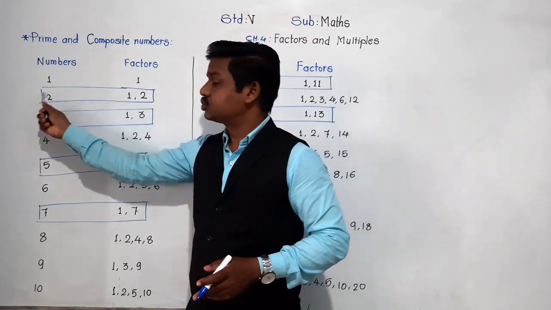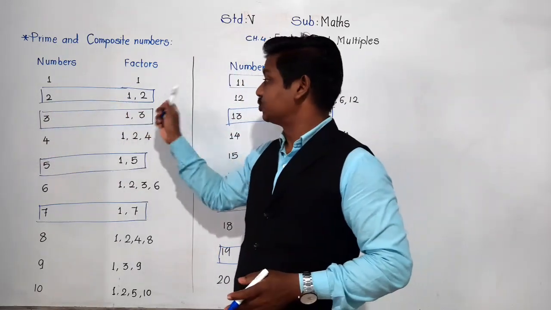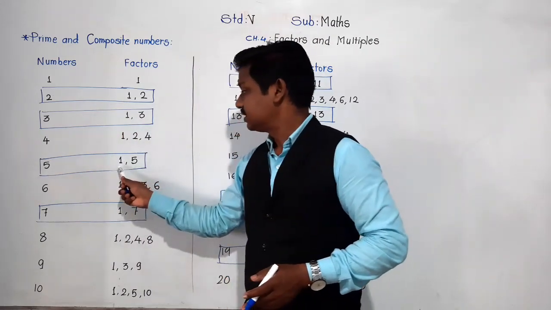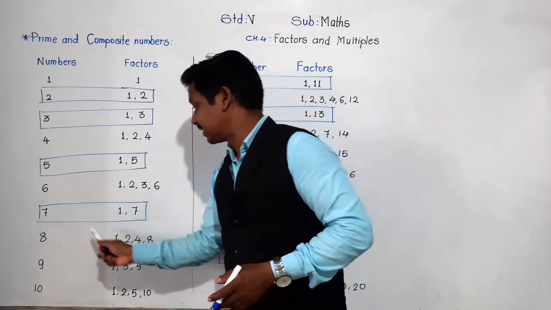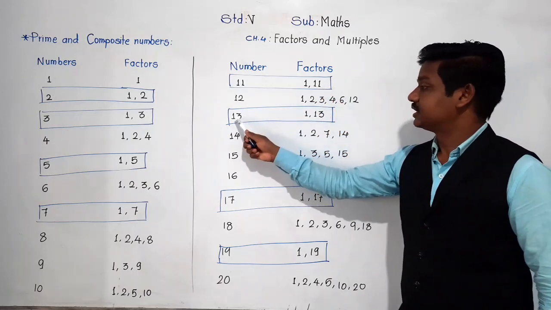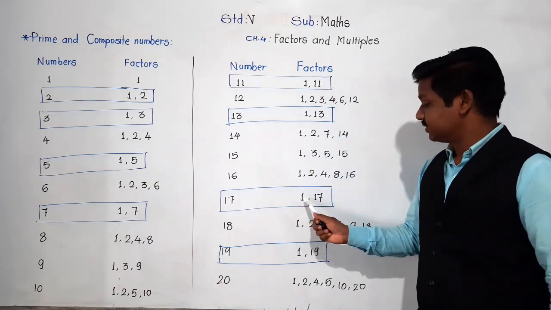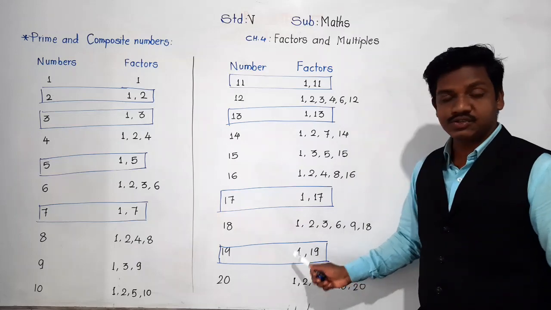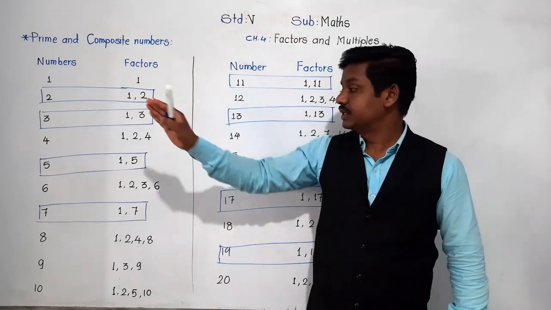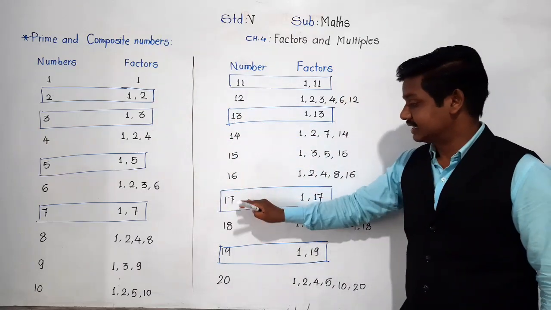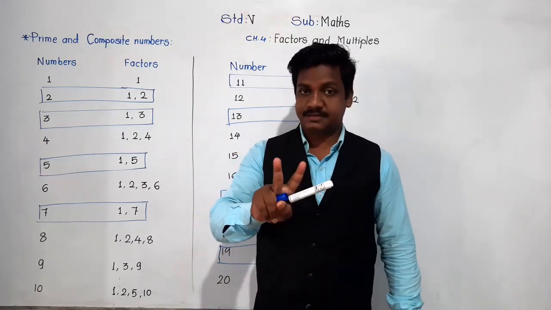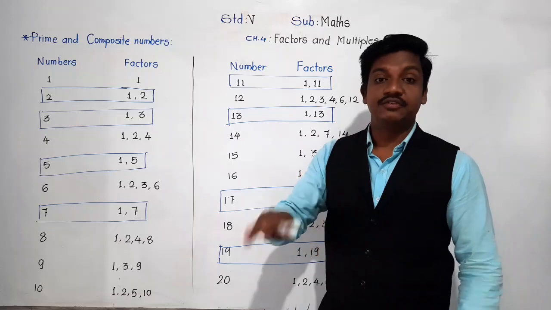So the first one is 2, it has only 2 factors, 1 and 2. Then there is 3, it has only 2 factors, 1 and 3. 5, factors are 1 and 5. 7, factors are 1 and 7. 11, its factors are 1 and 11 itself. 13, 1 and 13. 17, 1 and 17. And 19, it also has 2 factors, 1 and 19. So, if you see these numbers, 2, 3, 5, 7, 11, 13, 17, 19, these numbers have only 2 factors. Only 2 factors.